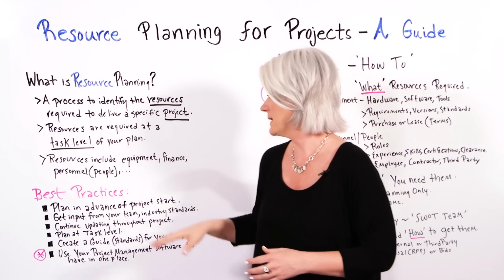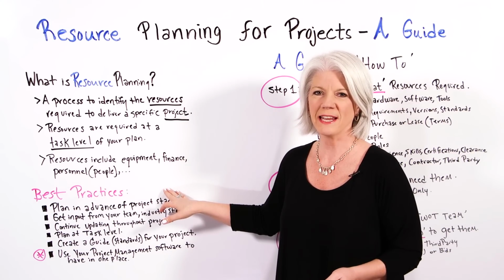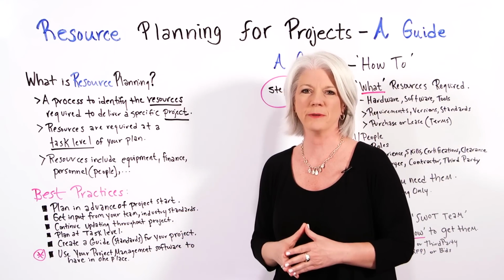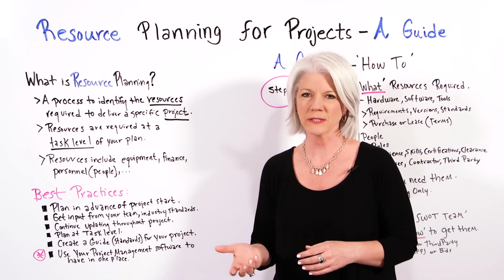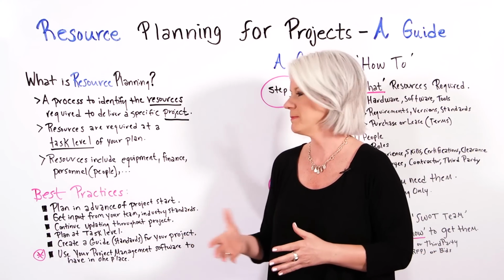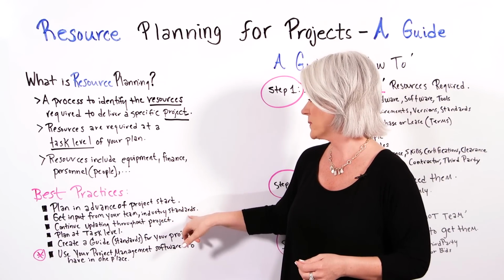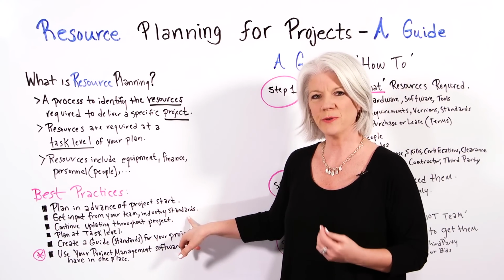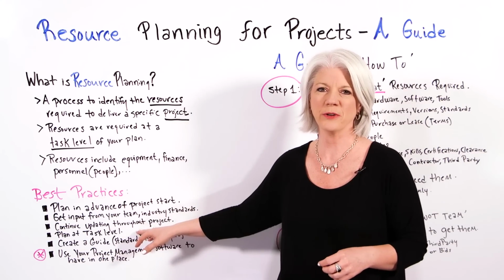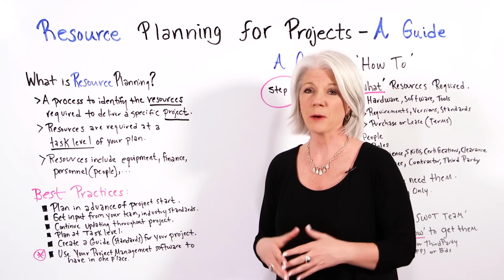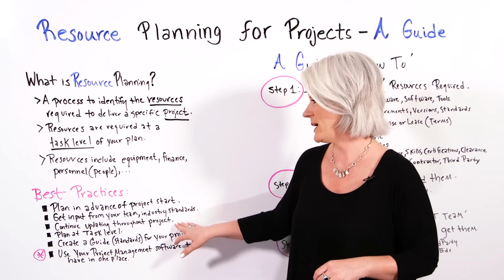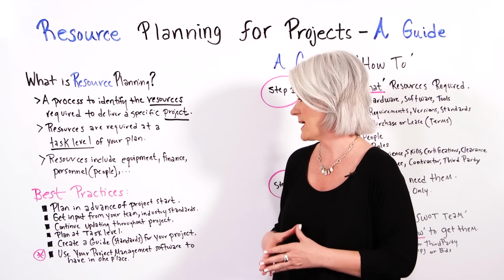So the best practices is plan in advance of your project start date so you ensure that you have these resources on hand. You also want to get input from your team when you're planning, just to make sure you haven't overlooked something. Maybe so you don't overlook different types of people that you need on the project or any other type of equipment or other needs. You also want to reference your industry standards to ensure that you're meeting all the requirements for your industry. You also want to continue updating this throughout your project. Some projects can span a couple of years, and in that period of time, some standards or requirements may change. You also, again, want to be sure to do this at a task level.